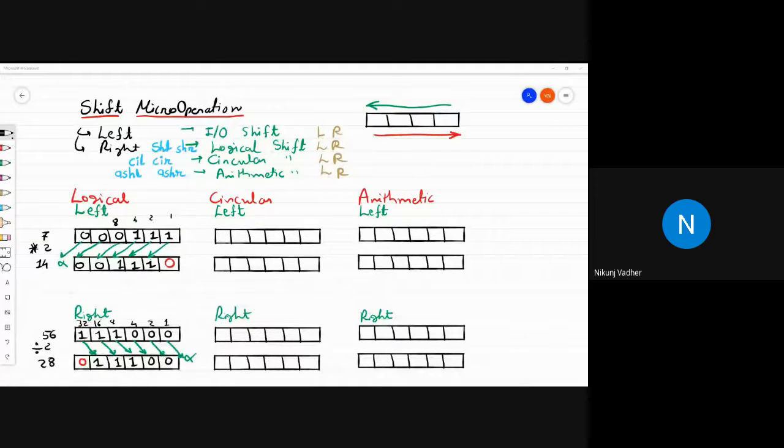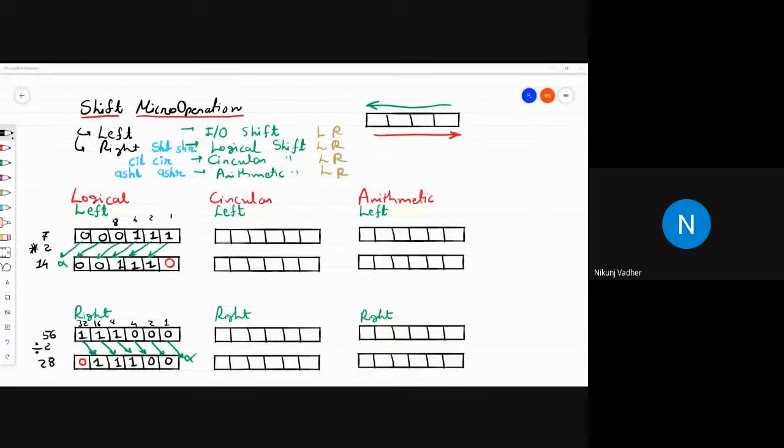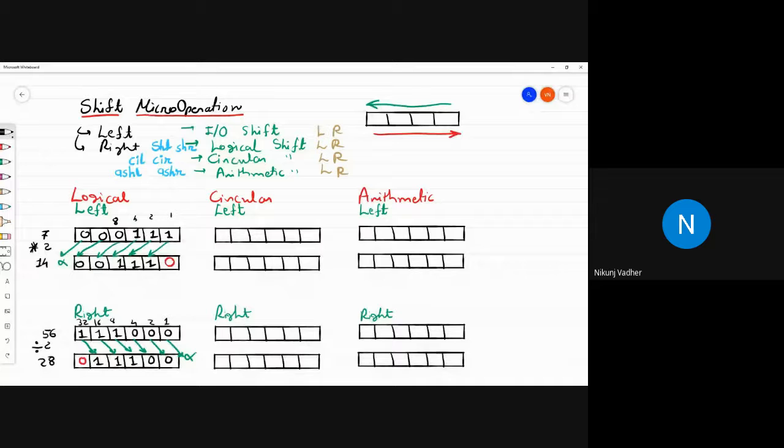All of you clear with logical shift left and right? Now here, if instead of 0 we put an input serial device, then whatever input is generated by the input device will be placed over here.